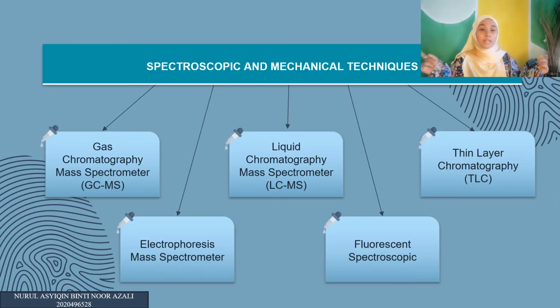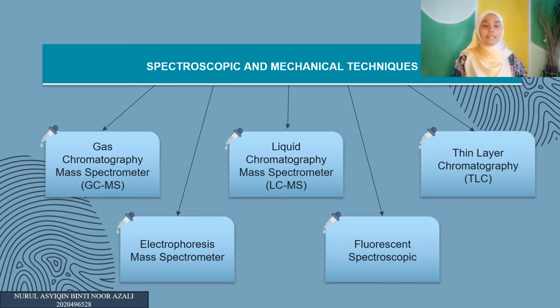There are many spectroscopy and mechanical techniques that can be used to identify latent fingerprints on porous and non-porous surfaces. For example, GCMS can be used to distinguish latent fingerprint fragments such as amino acid or fatty acid. Besides, LCMS can separate and quantify amino acid for latent fingerprint identification.